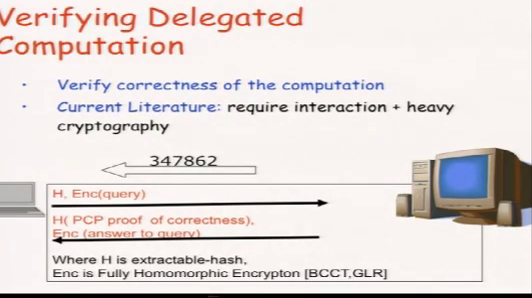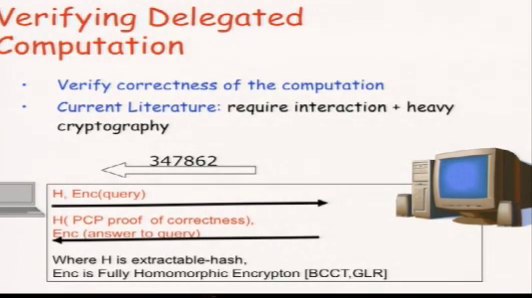And what we do is that the server that did the computation has to also write down a PCP proof, a probabilistically checkable proof of correctness. Those of you who know what it is, that's good. And those of you who don't know, you should. But Sanjeev can probably teach a class on this. In any case, the server writes down a probabilistically checkable proof of correctness. He hashes it down.